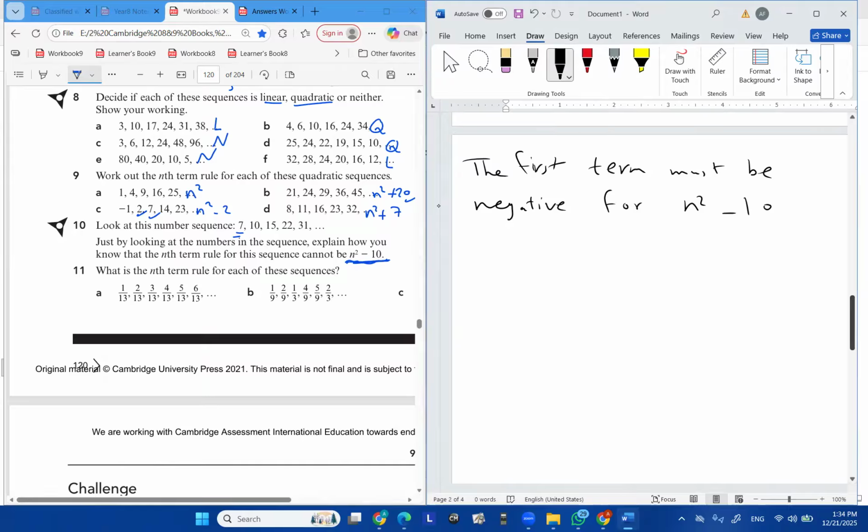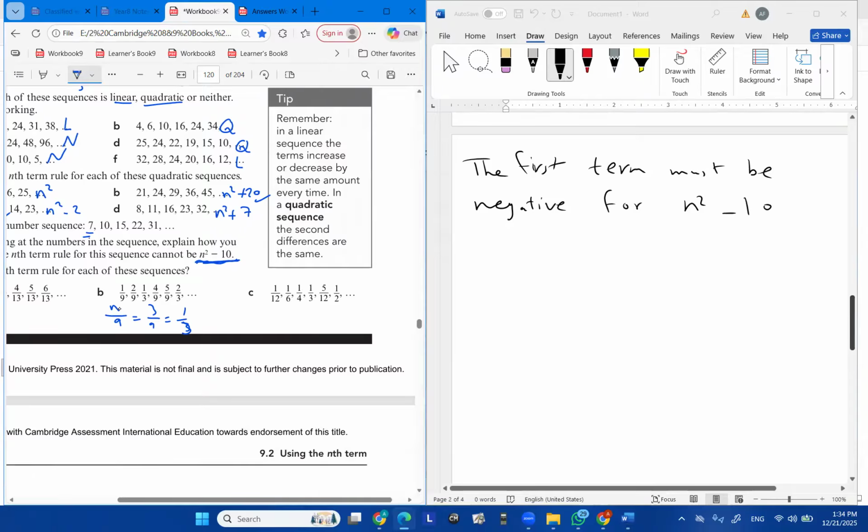Question 11. What's the nth term for each of the following sequences? This is n over 13. Because the first term is 1 over 13, the second is 2 over 13, the third is 3 over 13, and so on. While the other one here is n over 9. The first term is 1 over 9, the second term 2 over 9, the third term is 3 over 9, which is 1 over 3. They simplified it and said it's going to be 1 over 3.